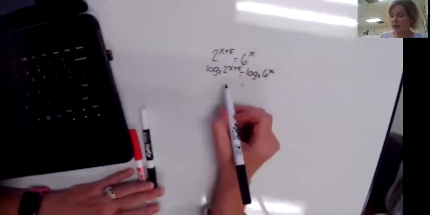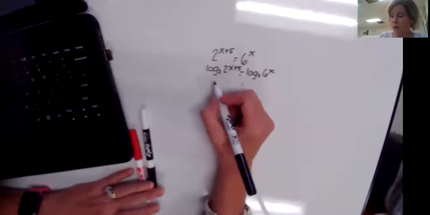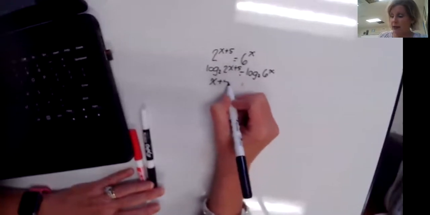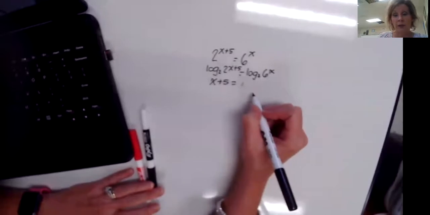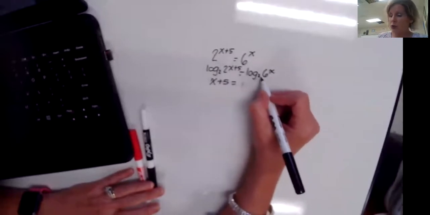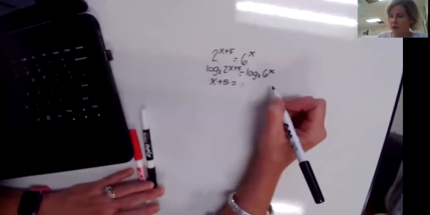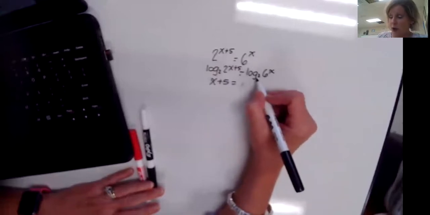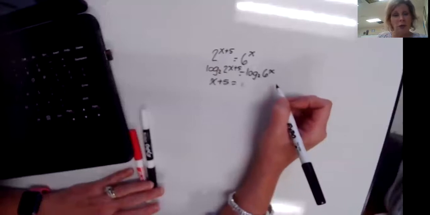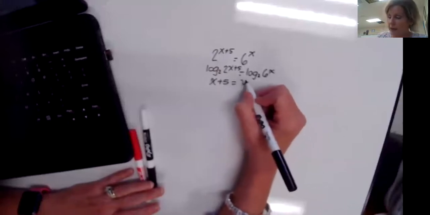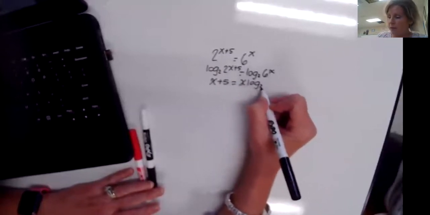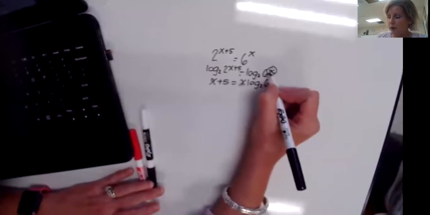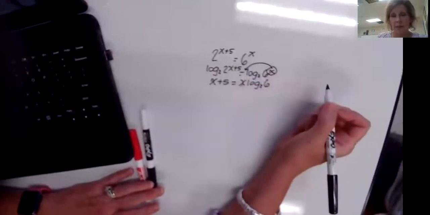Now, on the left side, log base 2 of 2 to the winds up canceling, leaving the x plus 5 only. On the right side, log base 2 of 6 to the x, those don't cancel each other out. So remember, I asked you yesterday, make a note. When the log base 2 of and the 6 to the do not counteract each other, expand by dropping your exponent to the front, okay?